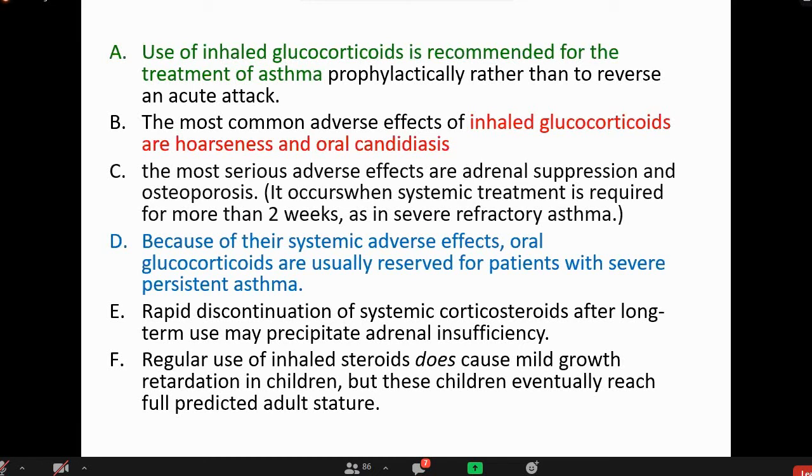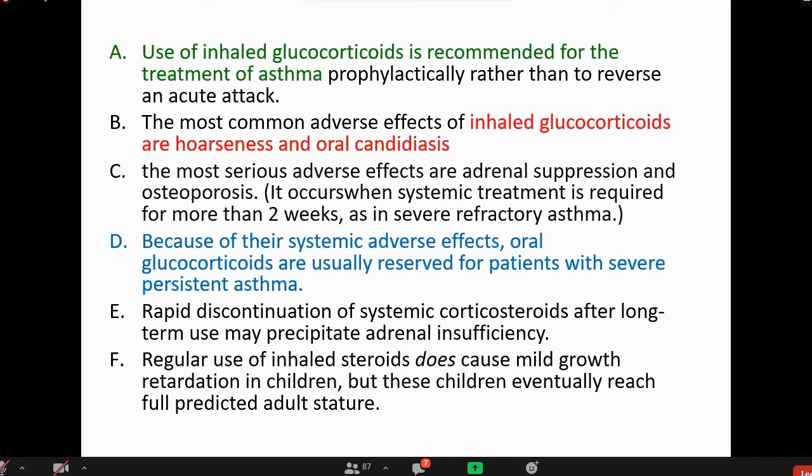That is why leukotriene receptor antagonists are recommended in children. But if they do not show a response, ultimately we will have to use the inhaled glucocorticoids. This is one point, that it may affect the growth of the children. These children eventually reach full predicted adult stature, but during the therapy it looks retarded, right? So in that situation, we can use the leukotriene receptor antagonist.